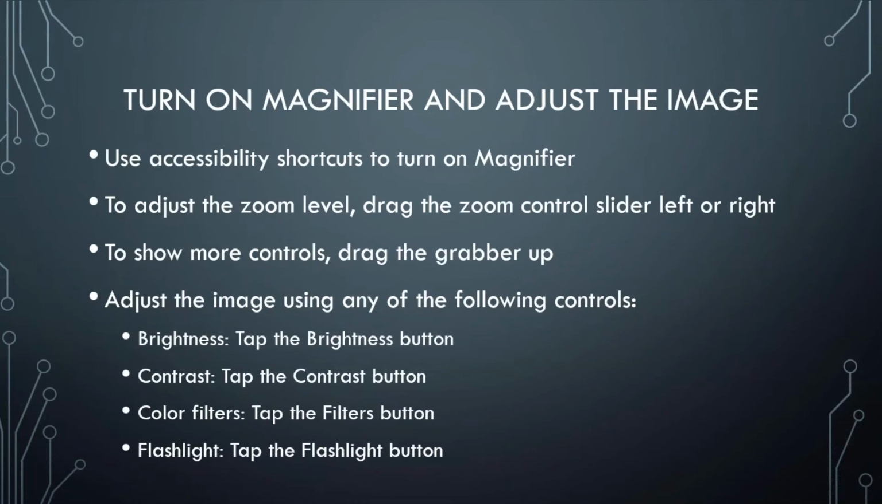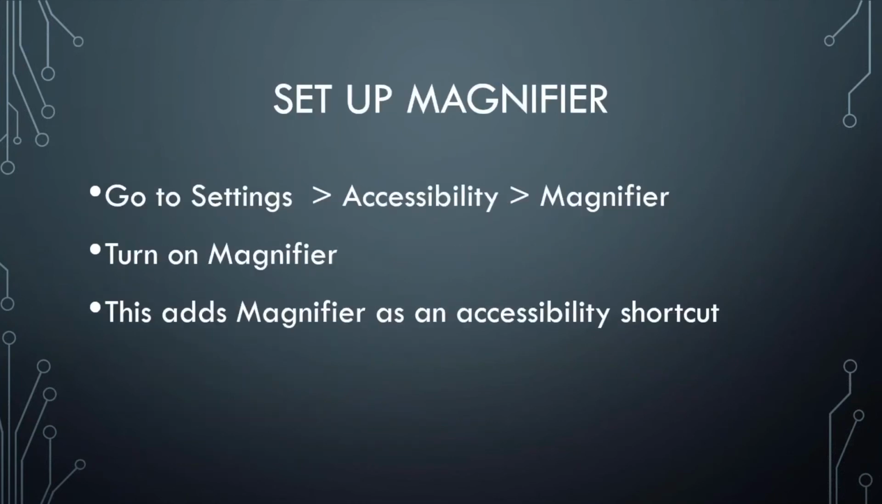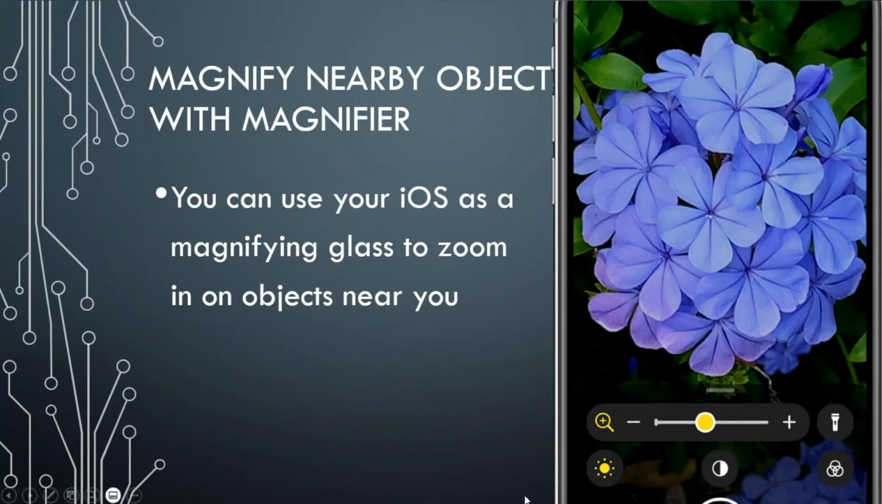So you can use accessibility shortcuts to access and turn on the magnifier. You can use that to adjust the zoom level, dragging the zoom control slider to the left or right. On this slide here, we can see that you have a little magnifier lens in the bottom left side of the phone, and you have a plus or minus sign that gives you the option to increase the magnification. You also have a flashlight over here. We'll talk about that in a little bit. You can adjust the brightness of the screen, the contrast, various color settings and whatnot.